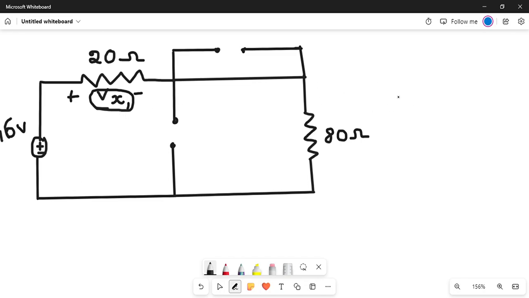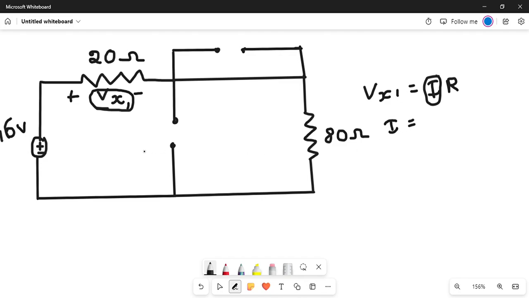Now I want to find my Vx1. What is my Vx1? My Vx1 is equal to I into R, right? Now I don't know my I, so I have to find out my I. So what is my I, students? My I is equal to V by R, right?